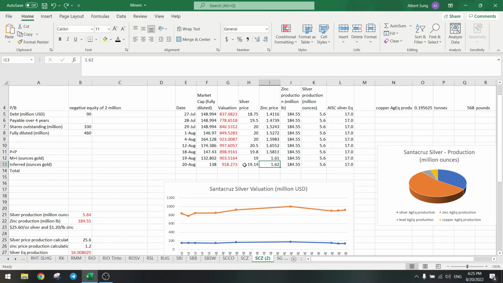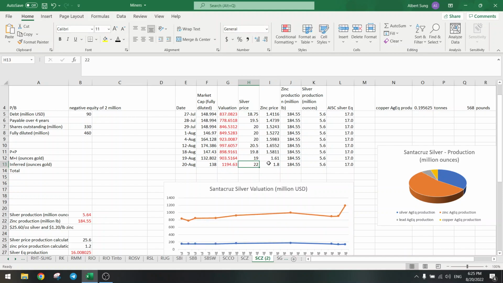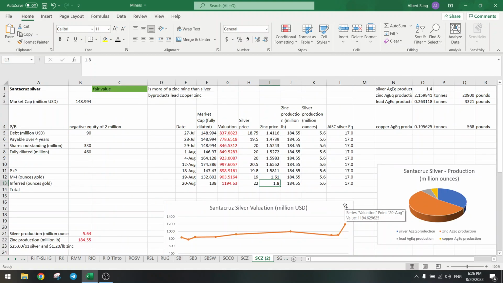Now the upside, let's go for 20, 1.8. Actually, let's do 22 and 1.8 because these were the Q2 numbers. In Q2, we had 22 silver and 1.8 zinc. So basically, the earnings that will come out in Q2 will be propelling us tenfold because it will probably be 60 million earnings, 60 million EBITDA per quarter.